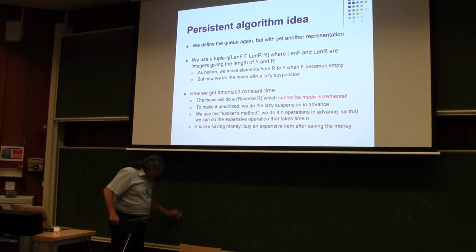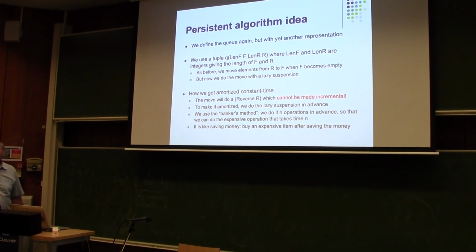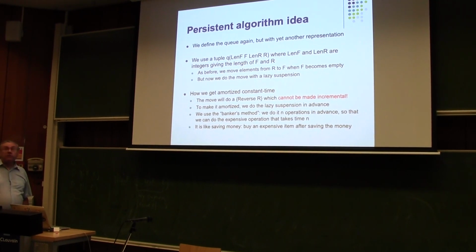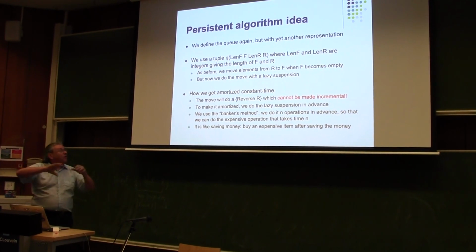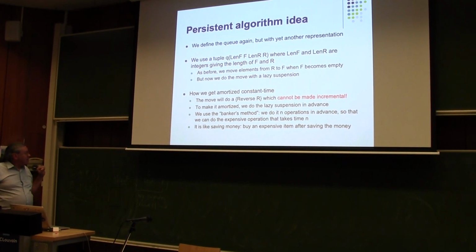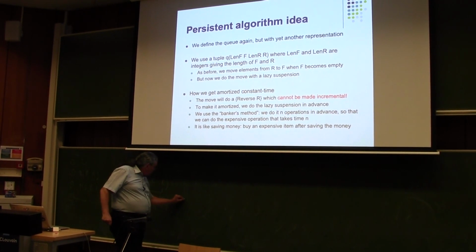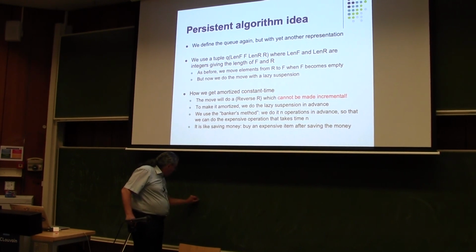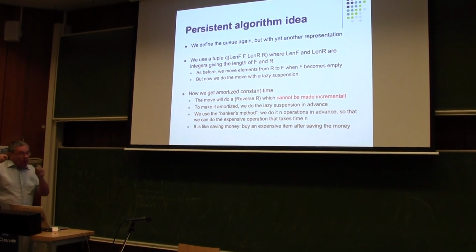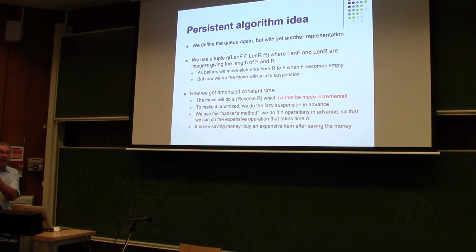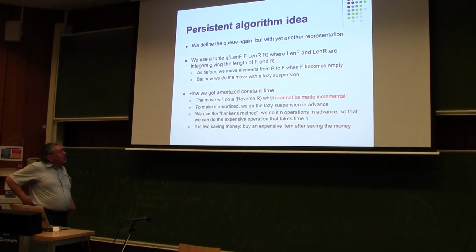And the way to make it amortized is to make sure we don't do the reverse very often. We want to do it as little as possible and at the right place so that on average we have constant time. So what we will do is the lazy suspension. We will create it in advance, not like before, where we do the reverse when we need to make the elements. We will do it in advance.